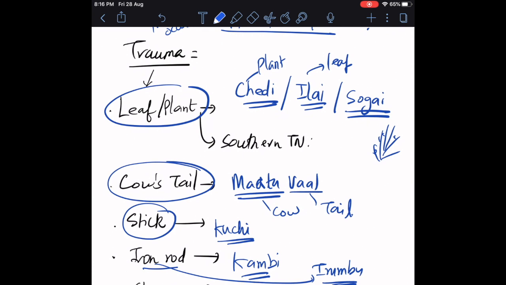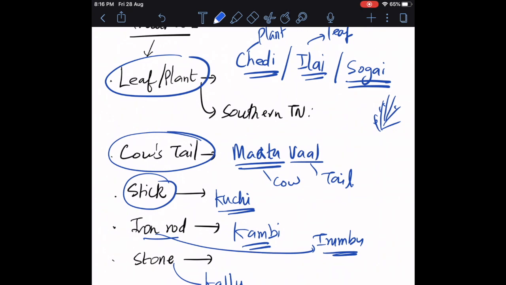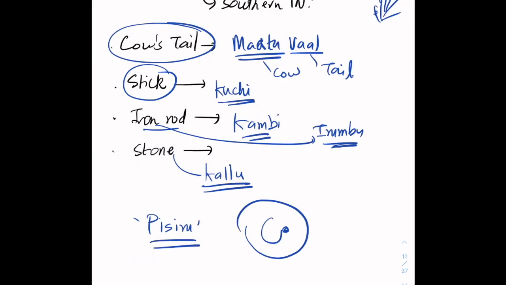Stone is kallu. கல்லில் அடிபட்டுச்சு. Now, a very important history, especially for patients who work as welders. They are often exposed to welder's arc keratitis, and not just that, when they work with iron particles while polishing, chances are they will be exposed to an iron foreign body. But they don't use the word irumbu for that. They use the word pisiru. A very, very important term to remember. On the cornea, you will have a metallic foreign body, and that is called pisiru.